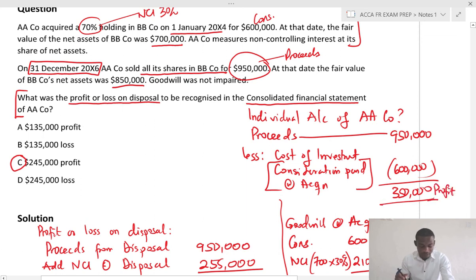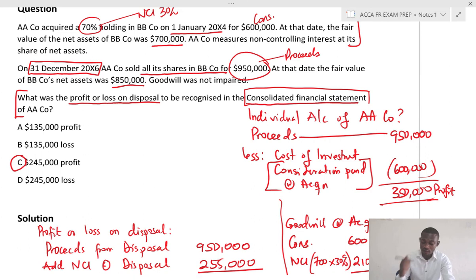And please, you would see that this calculation is different. So one thing you would meet in multiple choices is that you are likely to have the 350 as part of the options, and that makes it difficult to get the answer if you don't pay attention to the fact that it is asking for the profit or loss to be recognized in the consolidated financial statement. So 1, consolidated financial statement, 2, the individual financial statement of the period. Please take note of this.